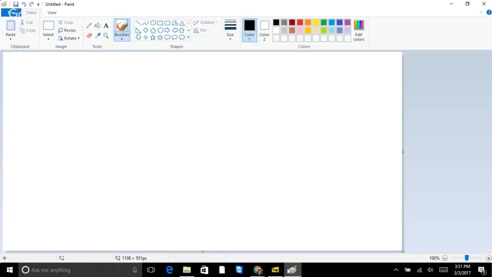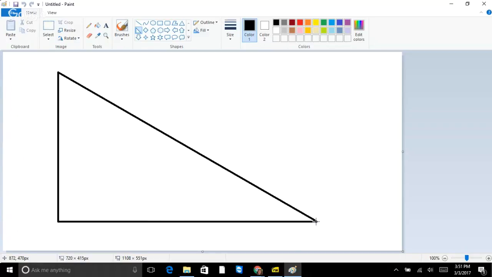So this works for all right triangles. We have three common ratios that we talked about. We talk about the sine, the cosine, and the tangent ratios when it comes to right triangles. So let's get a right triangle up on here.